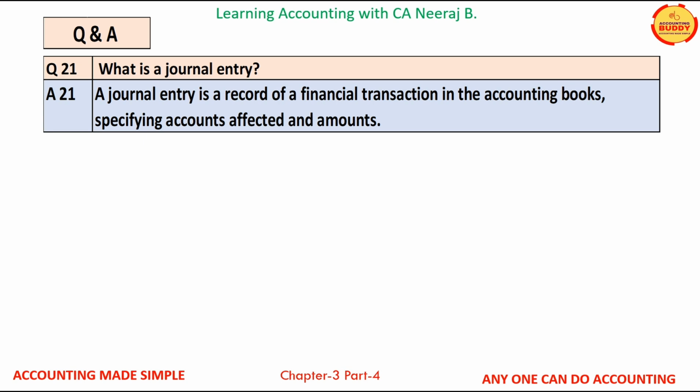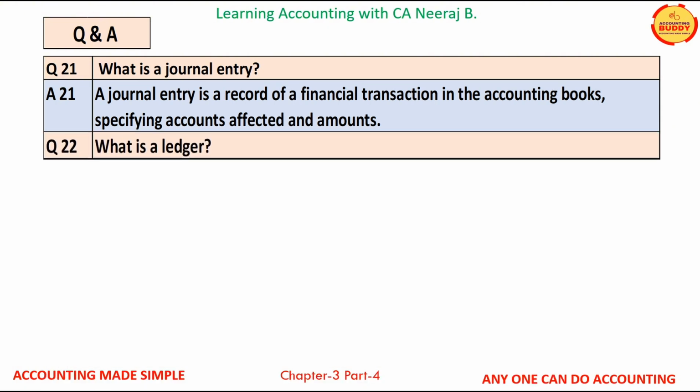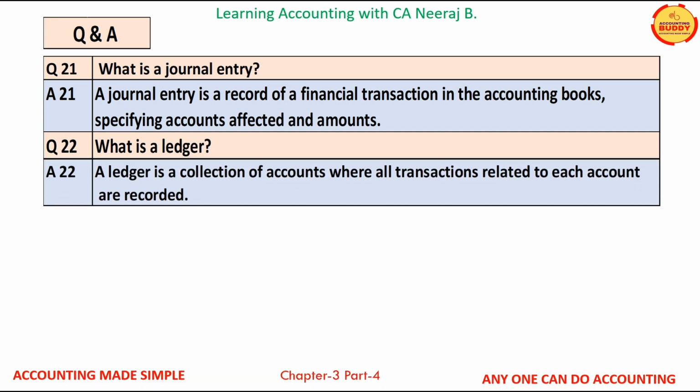Question number 21 on your screens is, what is a journal entry? Answer is, a journal entry is a record of a financial transaction in the accounting books specifying accounts affected and the amounts. Question number 22, what is a ledger? The answer is, a ledger is a collection of accounts where all the transactions related to each account are recorded.